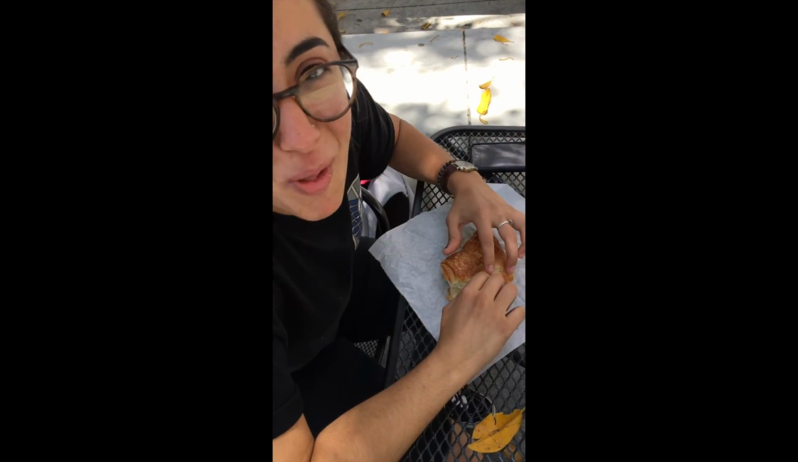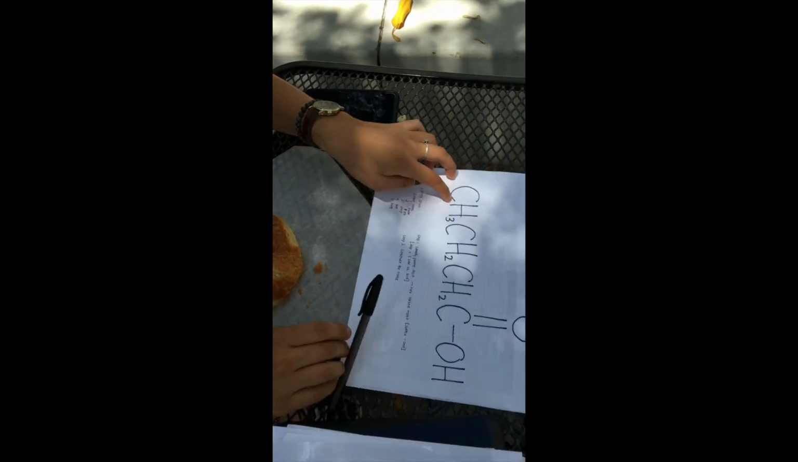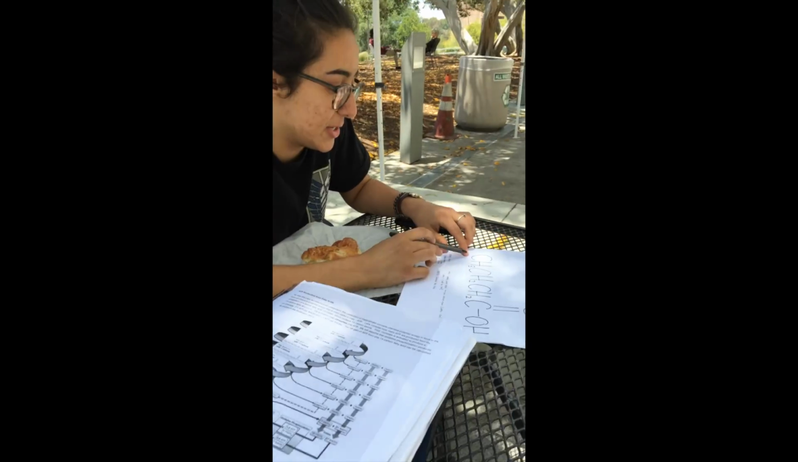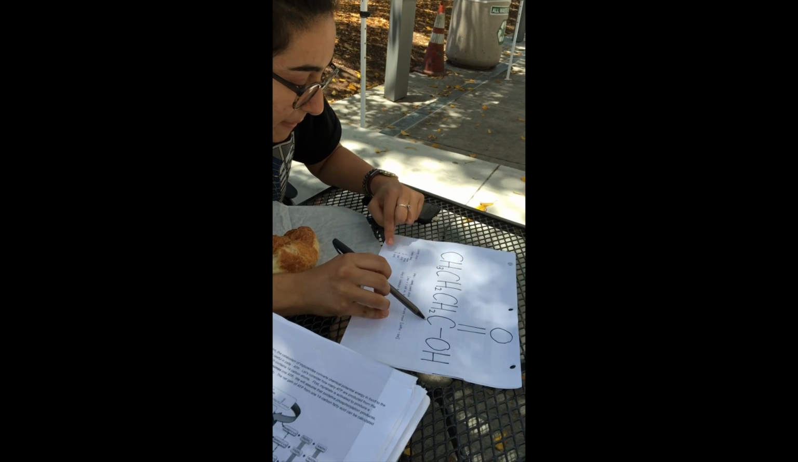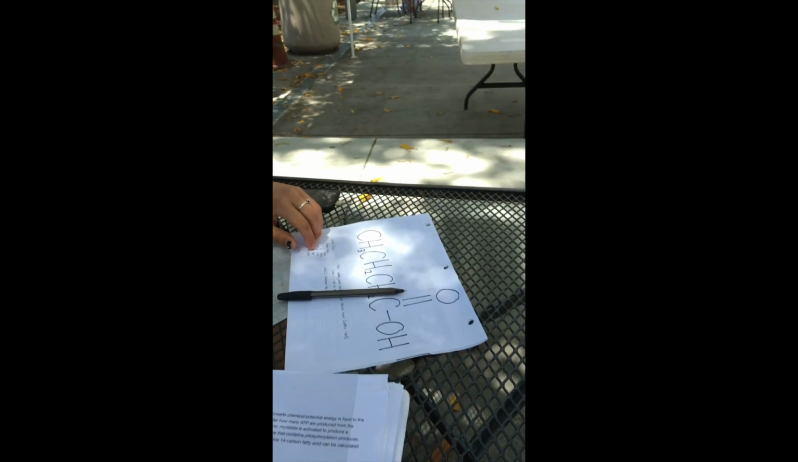What are you eating? A butter croissant. Do you know that carboxylic acid is in butter? Really now? Yeah, it's true. Here is the structural formula. Can you name that? Okay, so it has 1, 2, 3, 4. So butanoic acid? Yes, oh my gosh.